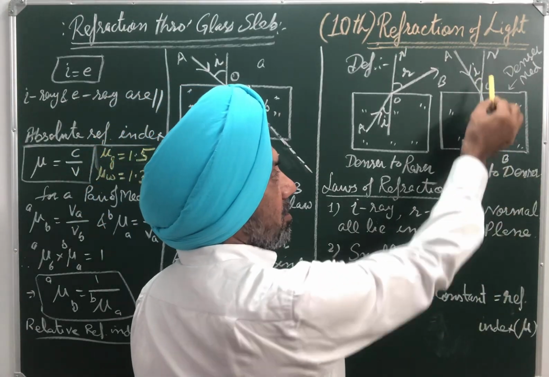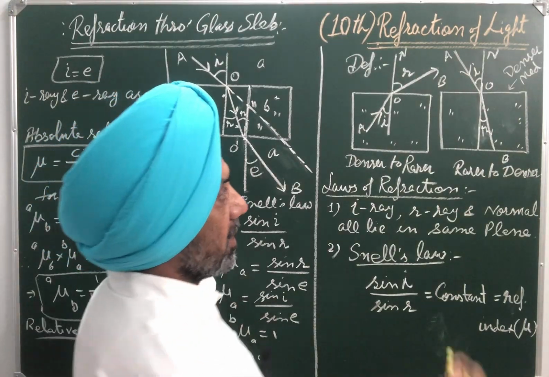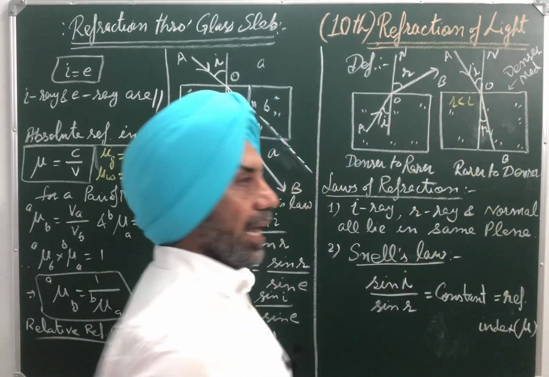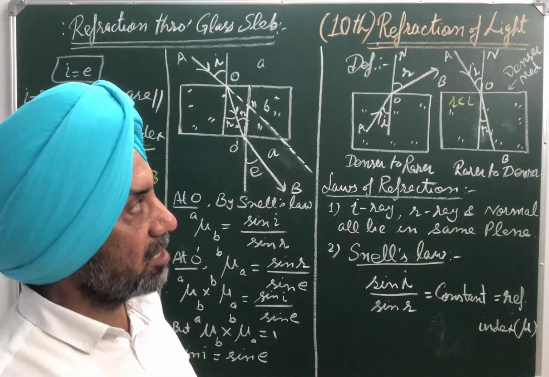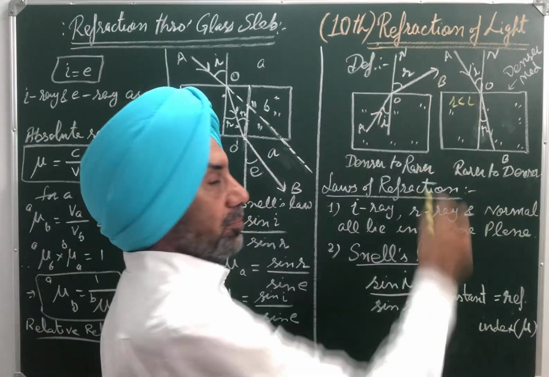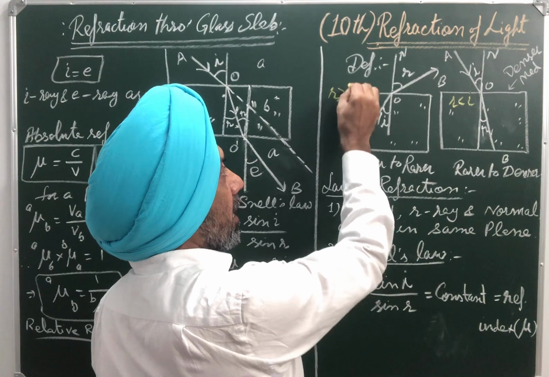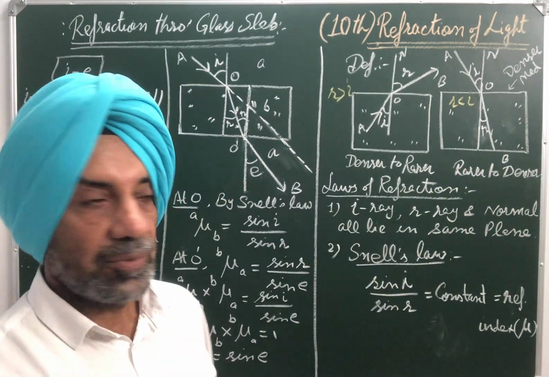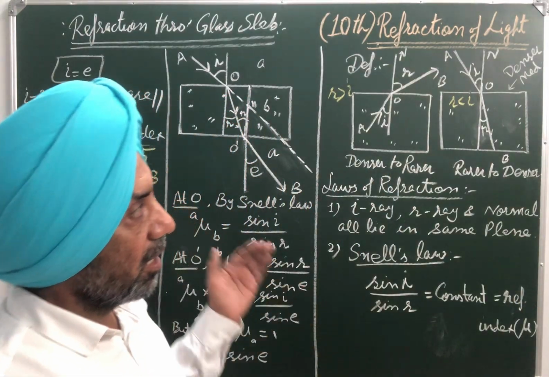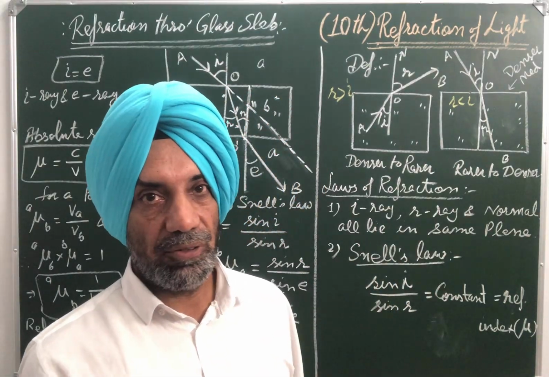Therefore, the angle of incidence is greater than the angle of refraction. So in this case, r is less than i. Angle of refraction is less than angle of incidence. On the other hand, when it enters from a denser to a rare medium, it bends away from the normal. So angle r is greater than angle i. So the path or direction of a ray of light changes when it enters from one medium to another medium, and this phenomenon is known as refraction of light.